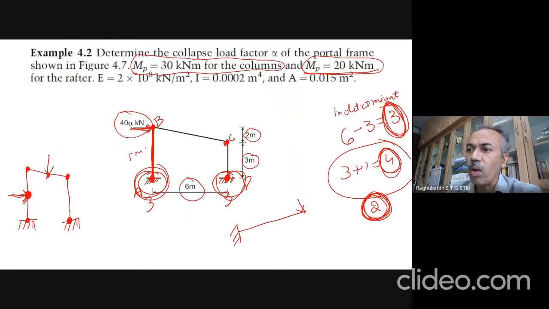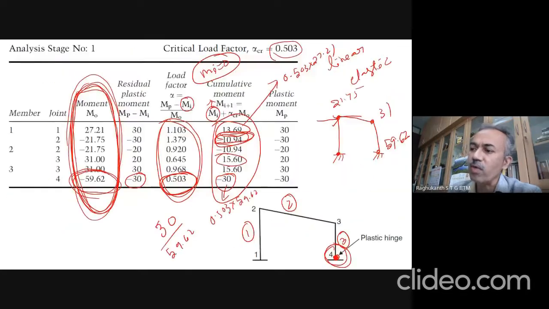For example, in this problem, we know that the first hinge will be formed at this place. Now in the analysis, everything is fixed only. So you get the values, and then you find out where the hinge gets formed, and then this entire portal frame mechanism changes. This will be fixed here, and now this will be hinged actually.